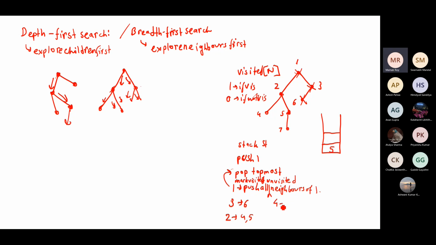Mark 4 as visited. Then from 4 there's nothing to push. So next you pop 5. From 5 you push 7. Mark it as visited. And then you pop 7, and there's nothing to push from 7, and now you have visited everything. So you see, we always visited children first, and then we went to the next neighbor.